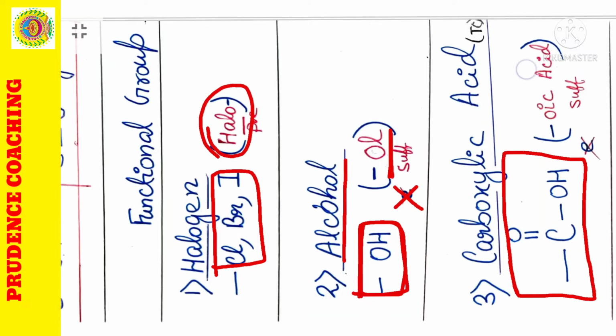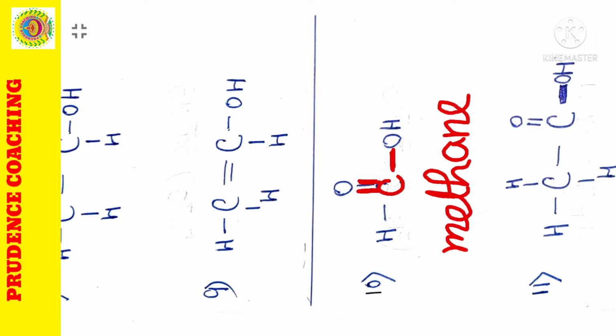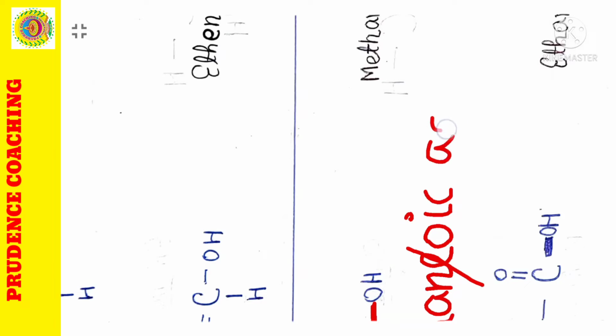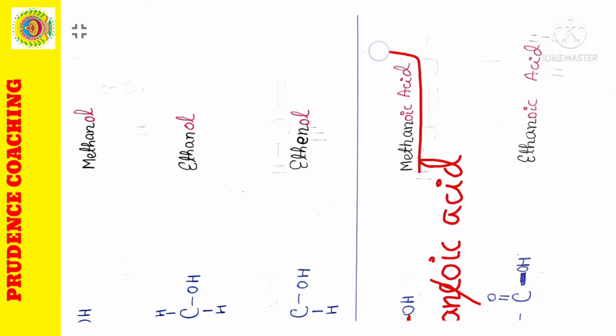So here what is the rule? You need to cancel the E and you need to add oic acid as the suffix. So let us see how you are going to write it. According to the rule, you need to cancel this E and you need to write OIC, oic acid, ACID. So this is our answer, that is methanoic acid. So this is our answer here.